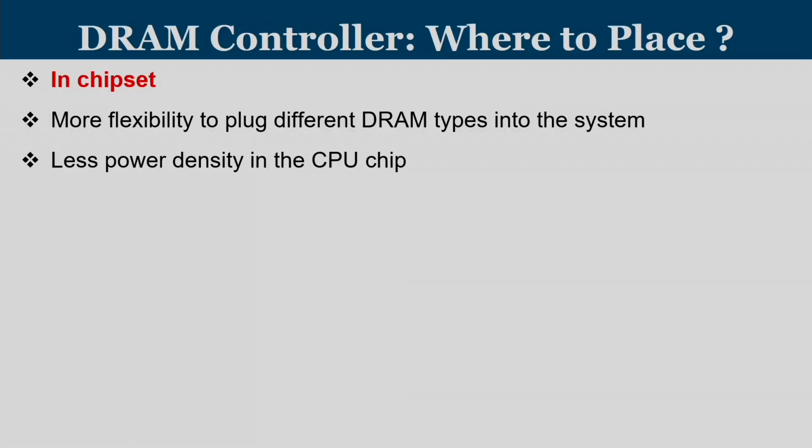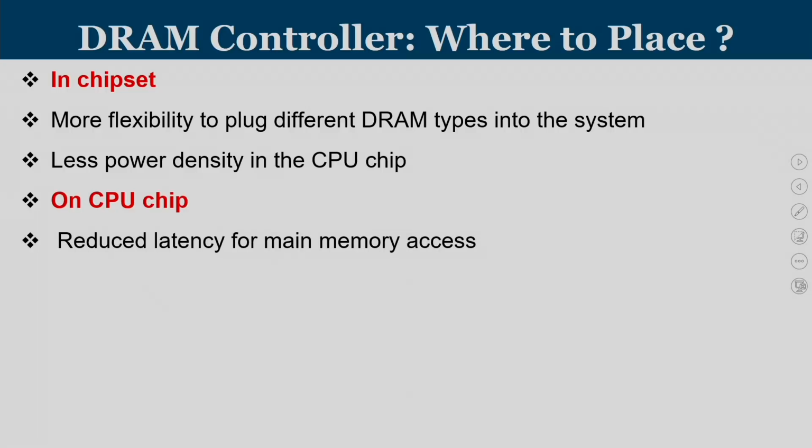Since the DRAM controller is not part of the CPU chip but part of the chipset on the motherboard, it reduces power consumption inside the CPU. But nowadays it is preferred that, since there are a lot of transistors available inside the CPU, DRAM controllers can be kept on the CPU chip as well.